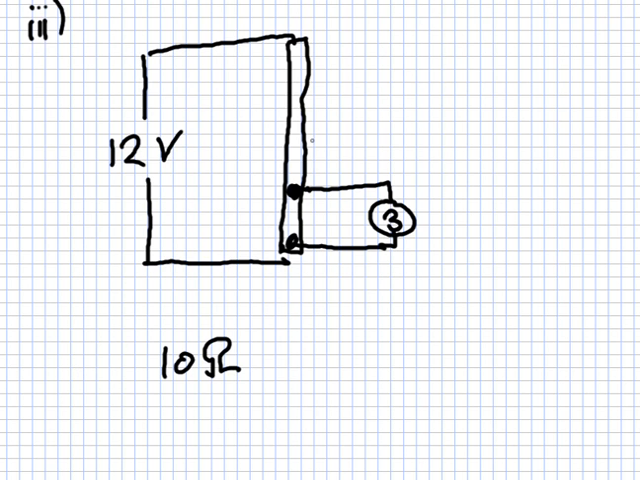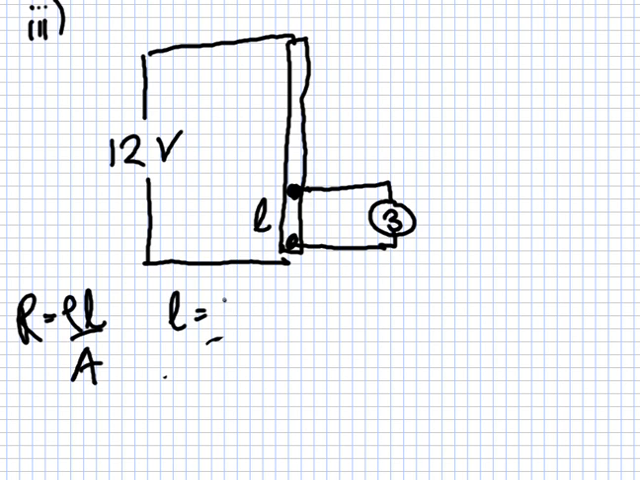there's 2 ways to look at this. They would like to know the length L2. They want the length here. Now the first way to do it is by using the formula. You have R equals rho L over A. So that means the length is RA over rho.